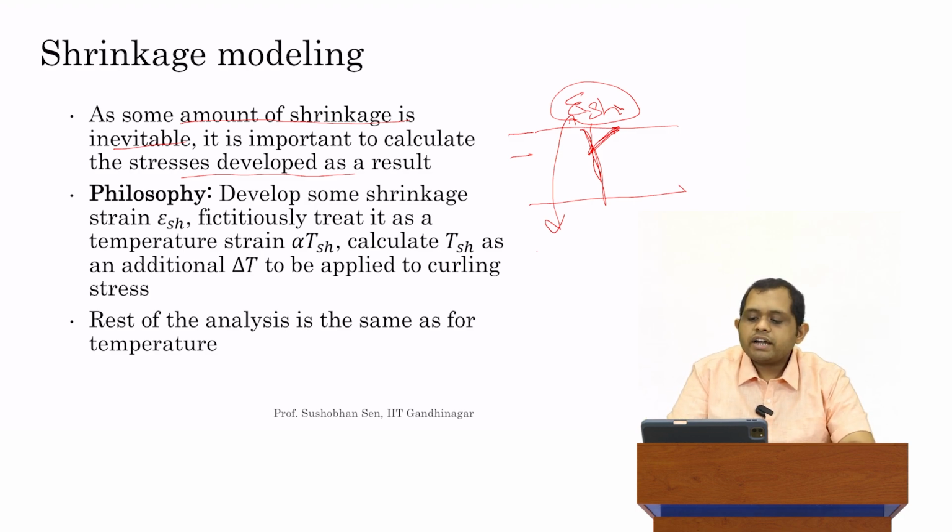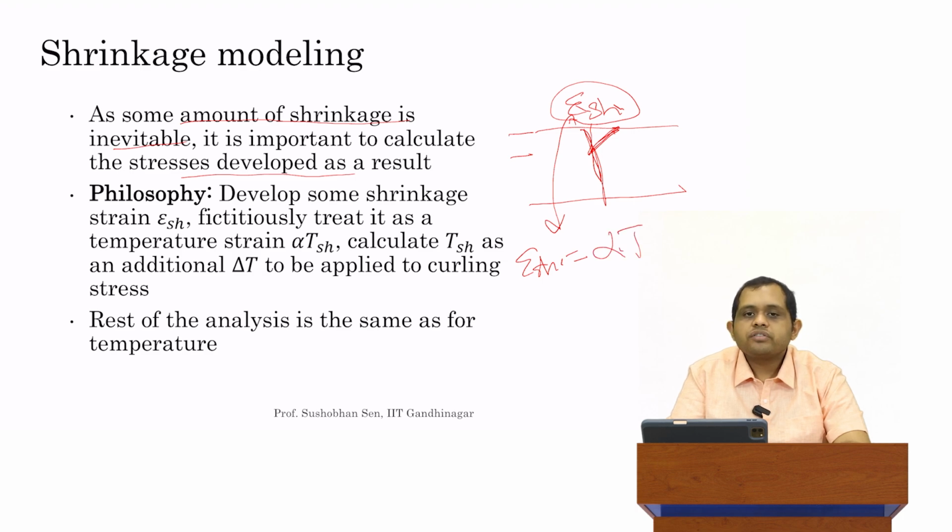In other words, we write epsilon SH, which is the shrinkage strain, which is an actual value that we can measure. We say this is equal to alpha, which is the coefficient of thermal expansion, times TSH, where TSH is not a real temperature. It's some fictitious shrinkage temperature. It's not something you can measure. It's not a real thing. But we do this anyway.